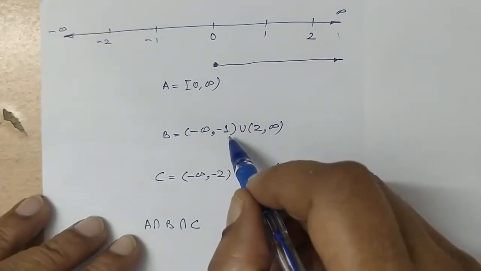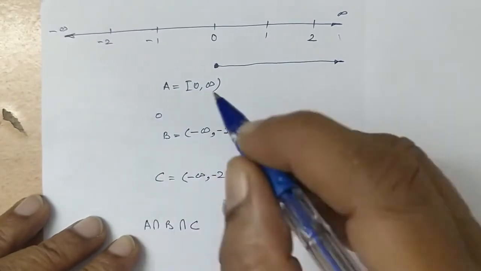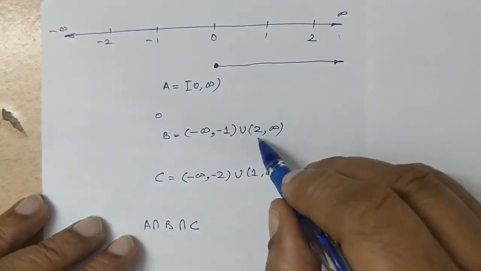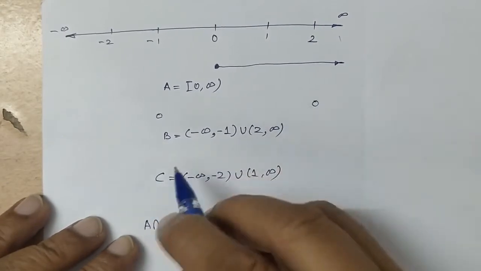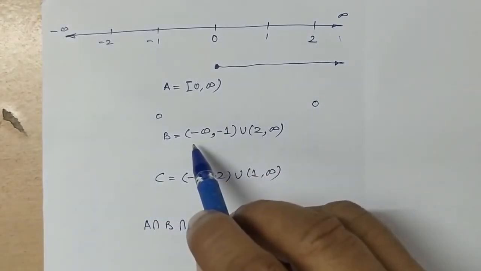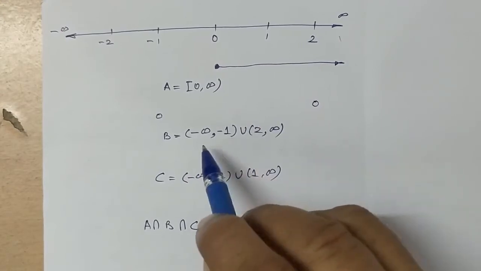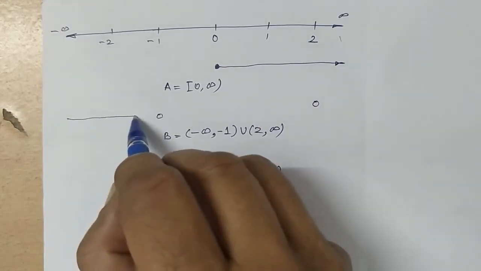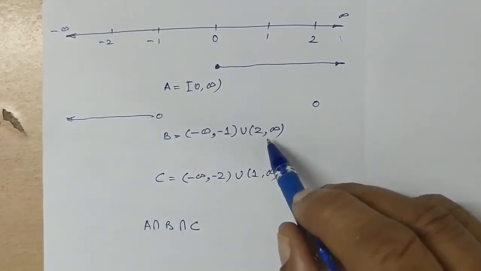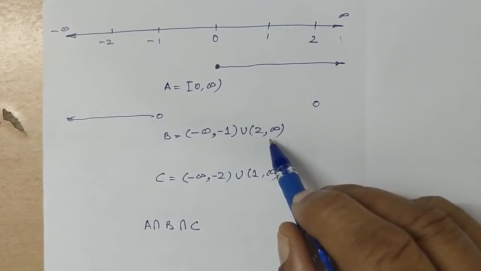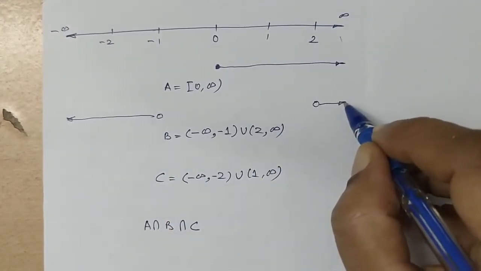Minus 1 is not an element of set B, hence it is shown as a donut. 2 is not an element of set B, hence it is shown as a donut. The interval between minus infinity and minus 1 is an element of set B, hence it is shown as a firm line. The interval 2 to infinity is an element of set B, hence it is shown as a firm line.